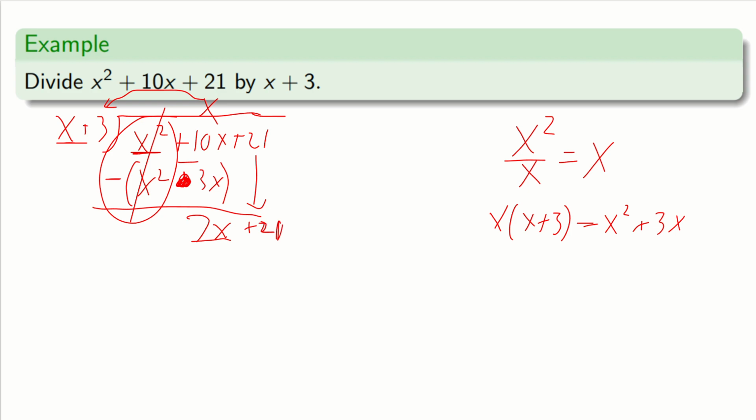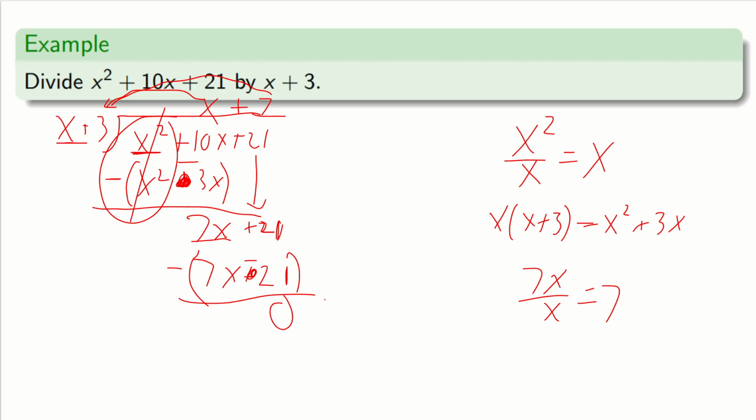I apologize for that. All right, so now we say, okay, what is 7x divided by x? That, of course, is 7. And so I put my plus 7 up here. And I say, okay, what is 7 times x plus 3? Well, that is, of course, 7x plus 21. But I subtract everything. So this plus becomes a minus. And so I have 7x minus 7x and 21 minus 21, which is 0. And so the answer to my question is x plus 7. That is what the answer to this division problem is.